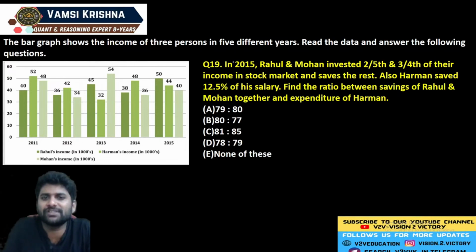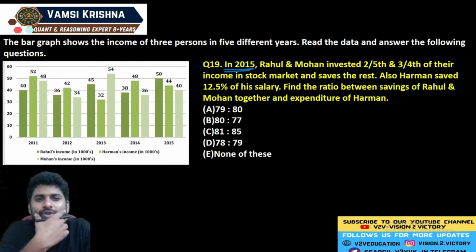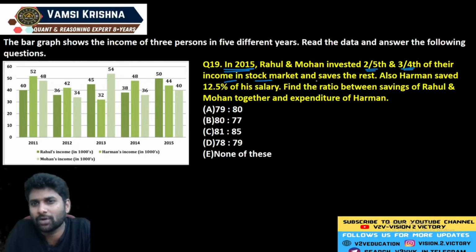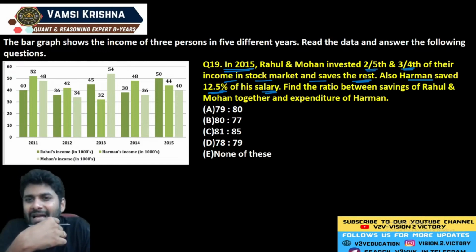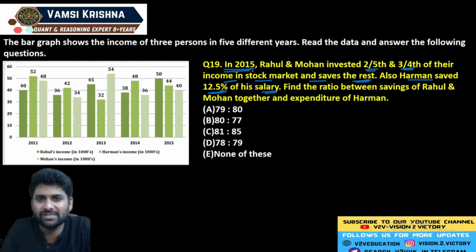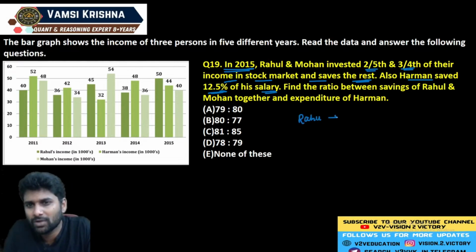Now see the 2015 data. Now the data is related to 2015. Rahul and Mohan invested 2/5 of their income and 3/5 of their income respectively in the stock market and save the rest. Also Harman saves 12.5 percent of his salary. Find the ratio between the savings of Rahul and Mohan together and the expenditure of Harman. Now see, take the data for 2015. So here Rahul. What is Rahul's income? 50,000.